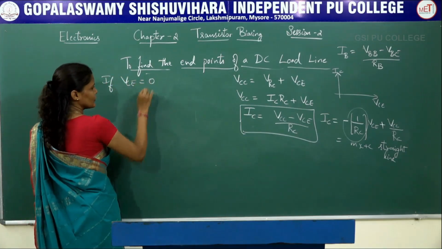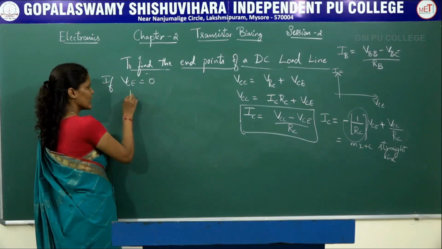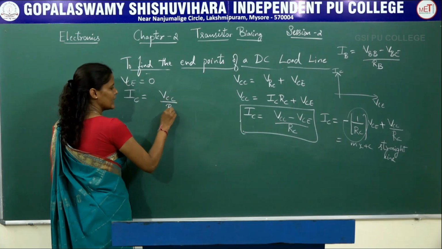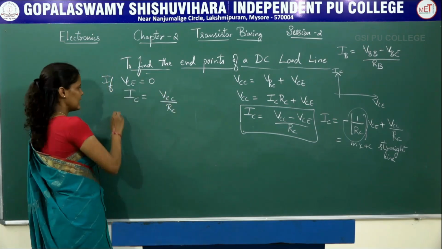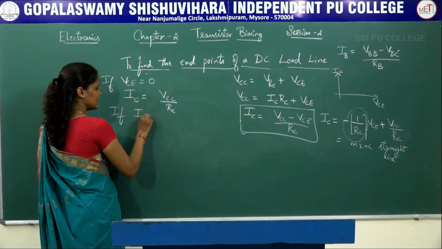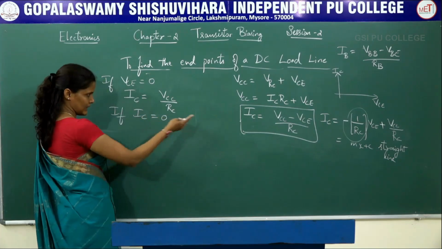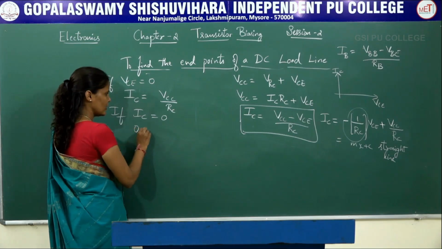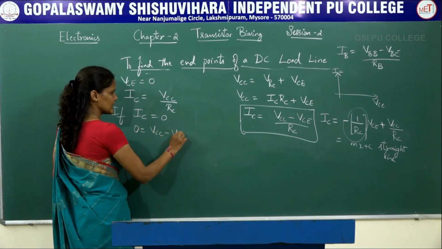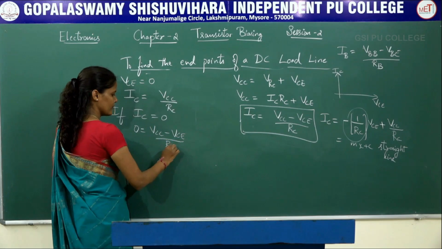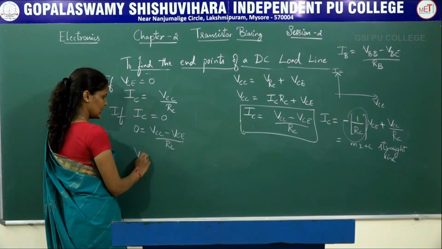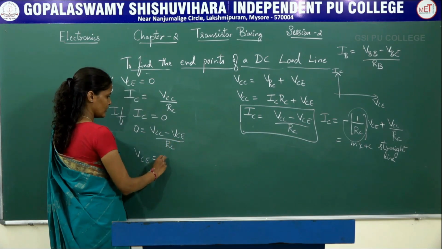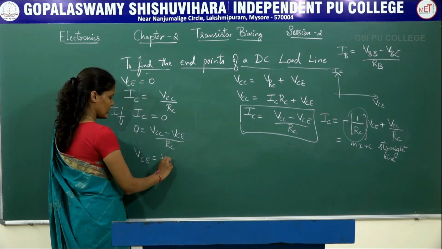if I substitute VCE equal to 0, what I'll be left with is IC equals VCC by RC. Similarly, if I consider IC as 0 and equate IC to 0, what I'll be left with is 0 equals VCC minus VCE by RC, and VCE will be equal to VCC.